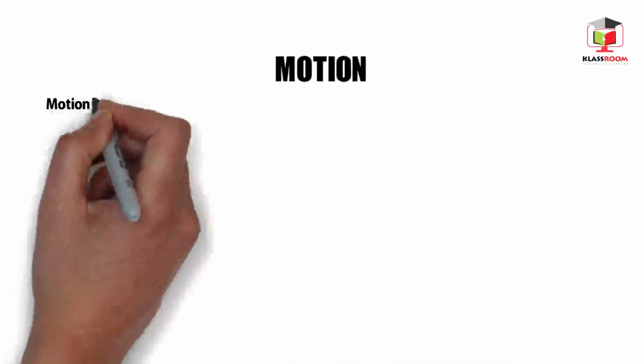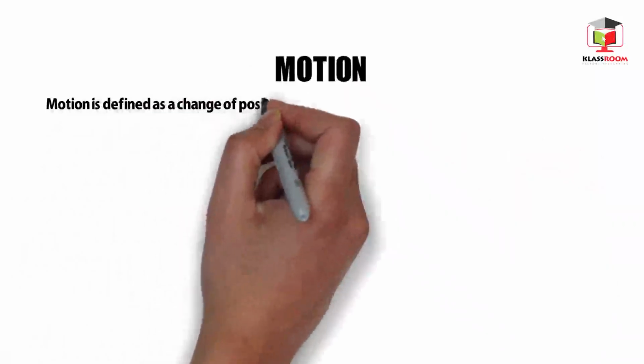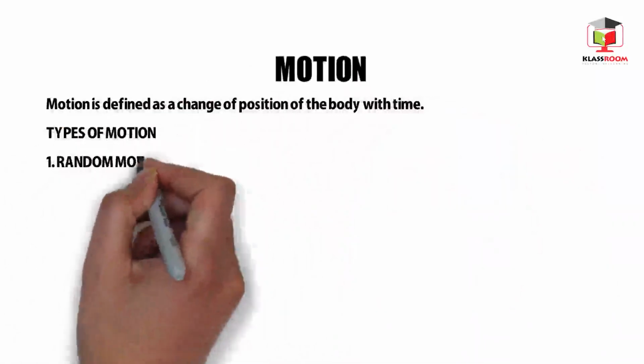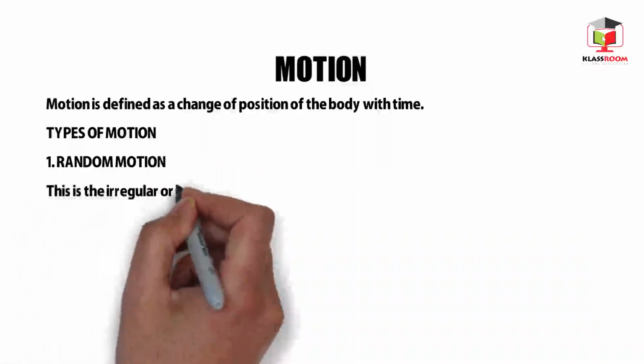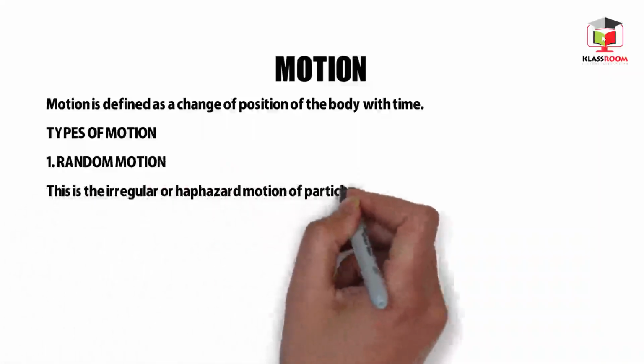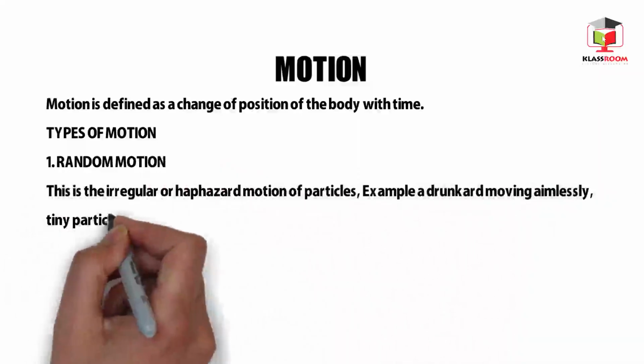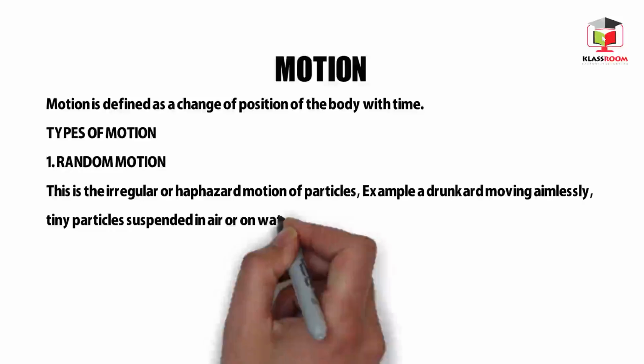Topic: motion. Motion is defined as the change of position of a body with time. Types of motion: 1. Random motion. This is the irregular or haphazard motion of particles. Example: a drunkard moving aimlessly, or tiny particles suspended in air or water.